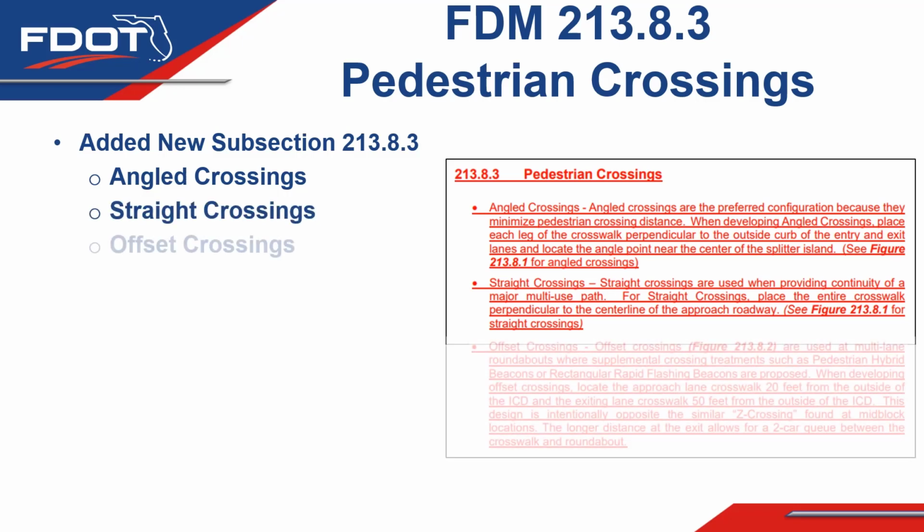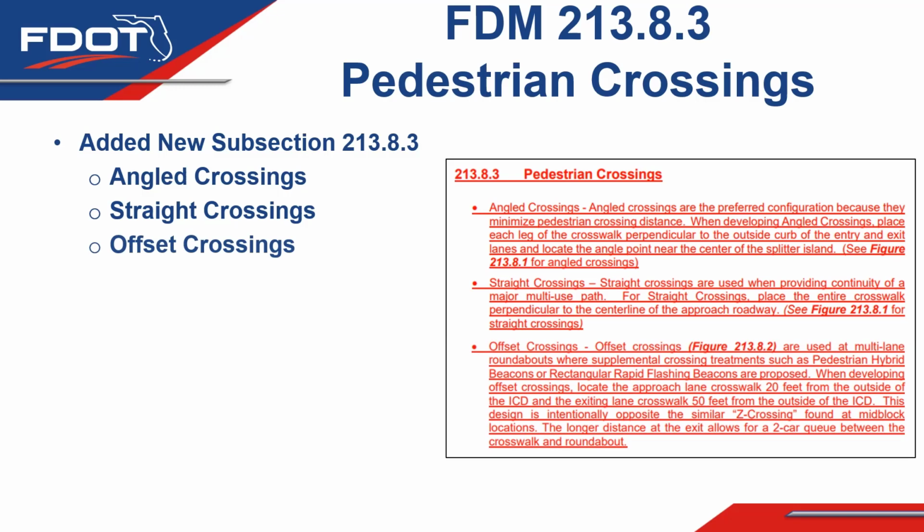Offset crossings increase the distance and lessen continuity for cyclists, but assist in managing the operational impacts of the addition of PHBs, pedestrian hybrid beacons, or RRFBs, rectangular rapid flashing beacons, and multi-lane roundabouts. The additional space on the exit allows for car storage so that the vehicles are not stopped inside the circulation path of the roundabout while yielding to those using the crosswalk.